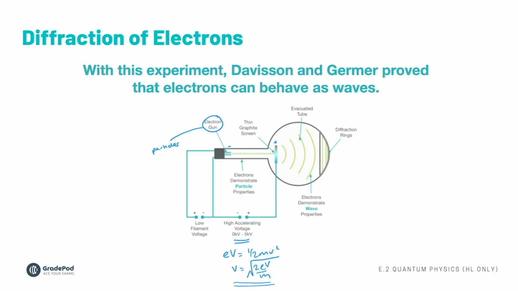However, everything changes though when the electrons hit the thin graphite screen. And when I say thin, I mean thin. It's literally a couple of atoms thick. Very thin graphite screen. And what they noticed, good old Davisson and Germer, was that a diffraction pattern was evident on the end of the screen.